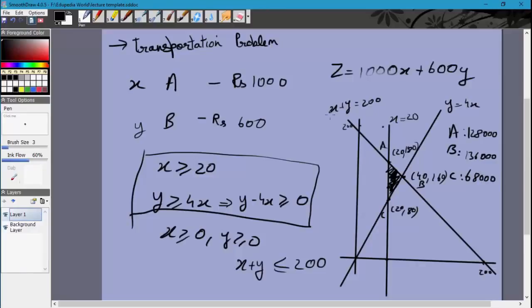So we can easily see that the maximum amount of profit is created on option B, which means we should have 40 executive class tickets and 160 economy class tickets, and that would give me a profit of 136,000 rupees. So this completes linear programming.